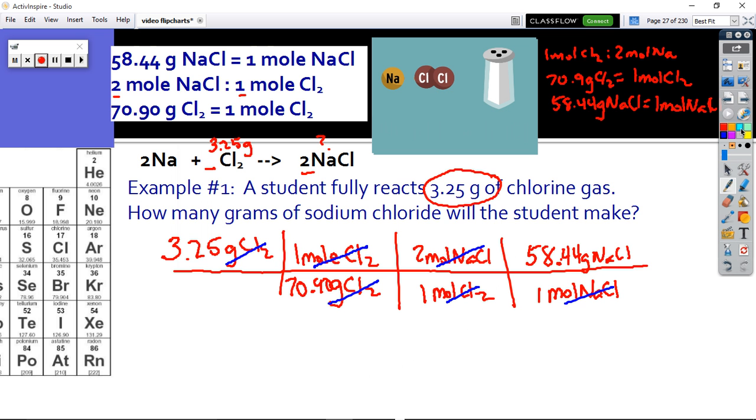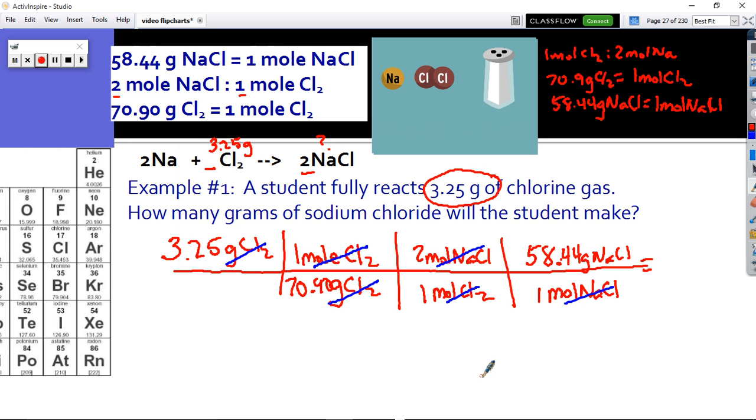So now I want to remember, how do I do my problem? Well, 3.25 times 1 times 2 times 58.44 is 379.86. On the bottom, I can multiply across the bottom. 70.9 times 1 times 1, so 70.9. Then I want to do top divided by the bottom, which gives me an answer of 5.36 grams sodium chloride. And that is my final answer.